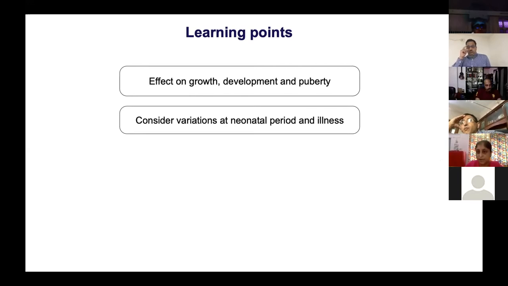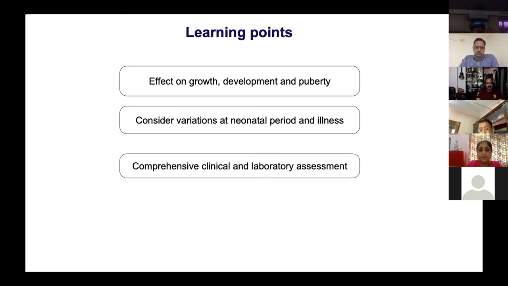Always try and assess thyroid function in children who have recovered from the illness or who are not having any illness at that time. Then comprehensive clinical and laboratory assessment. So lab monitoring, frequent monitoring is really important and the need of the hour.